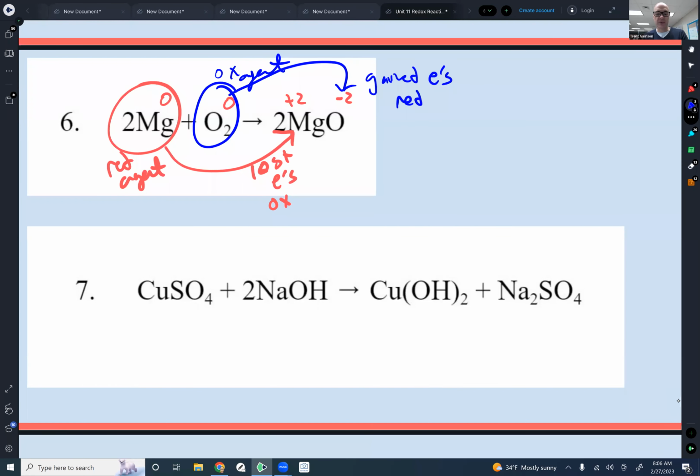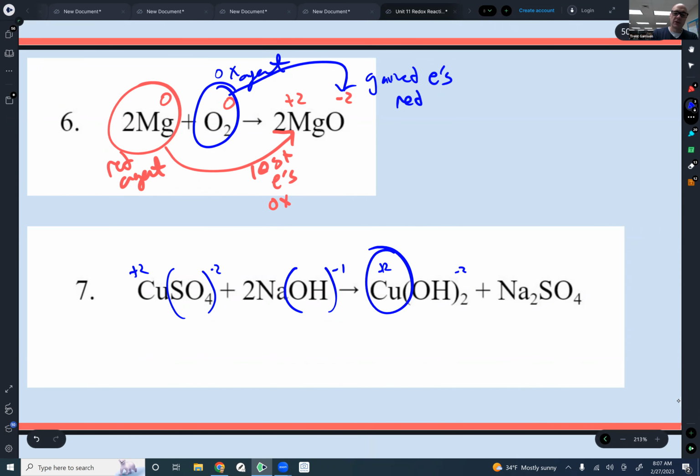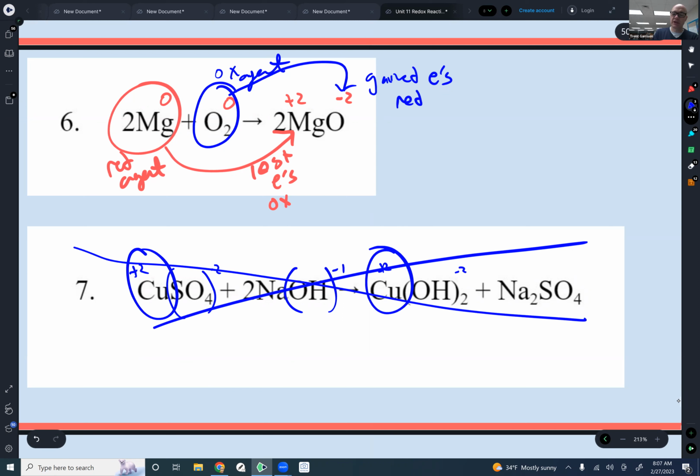Now, the next one's really tough because there's 4 elements in this. So we have to assign the charges of each one. I know that sulfate has an overall charge of -2. I know that hydroxide has an overall charge of -1. So if sulfate, SO4, has a charge of -2, this copper must be +2 on this right side. Nothing is changing on this one. I'm going to save us a step. All of the charges stayed the same. If this is -2 total, this is +2. There is no oxidation reduction in this reaction.